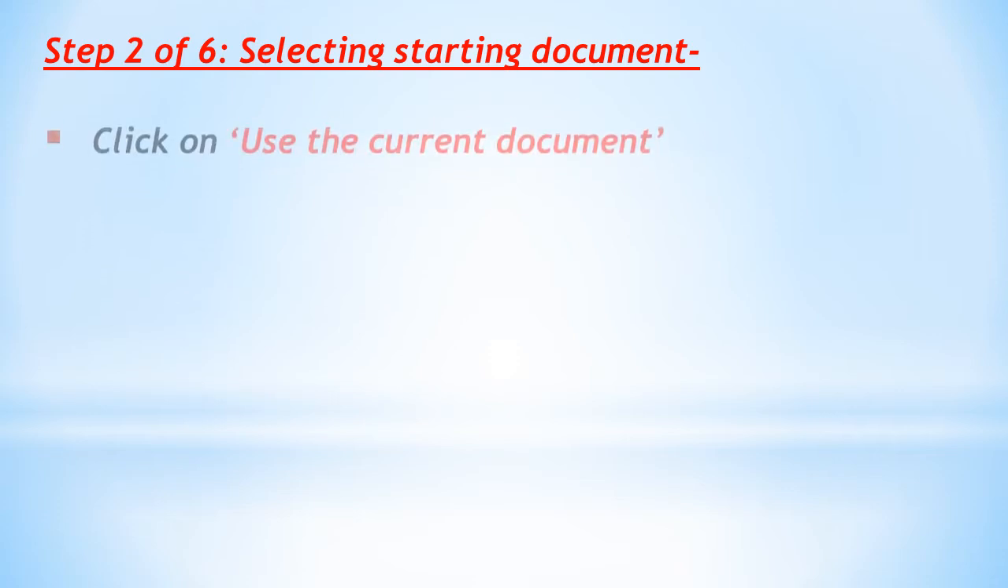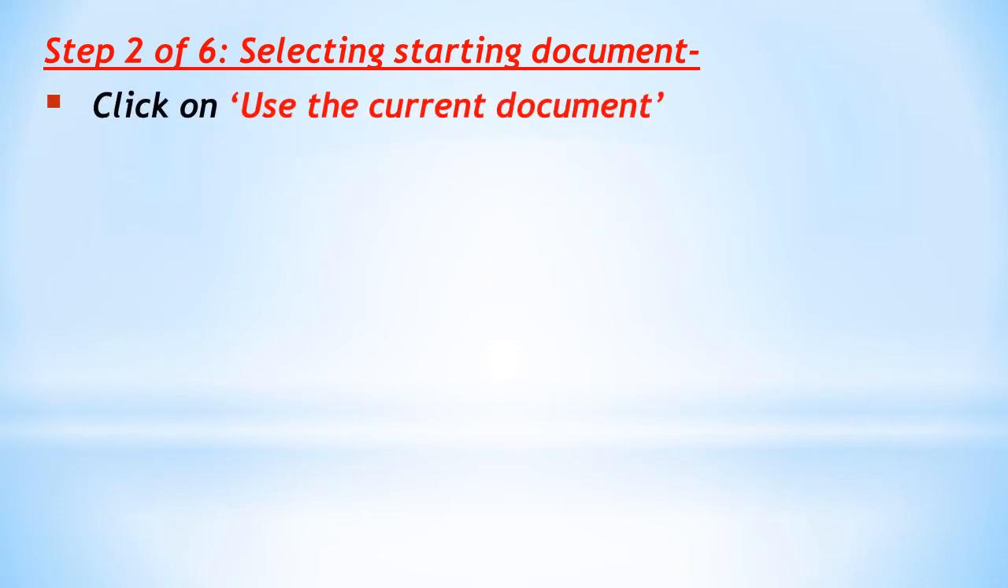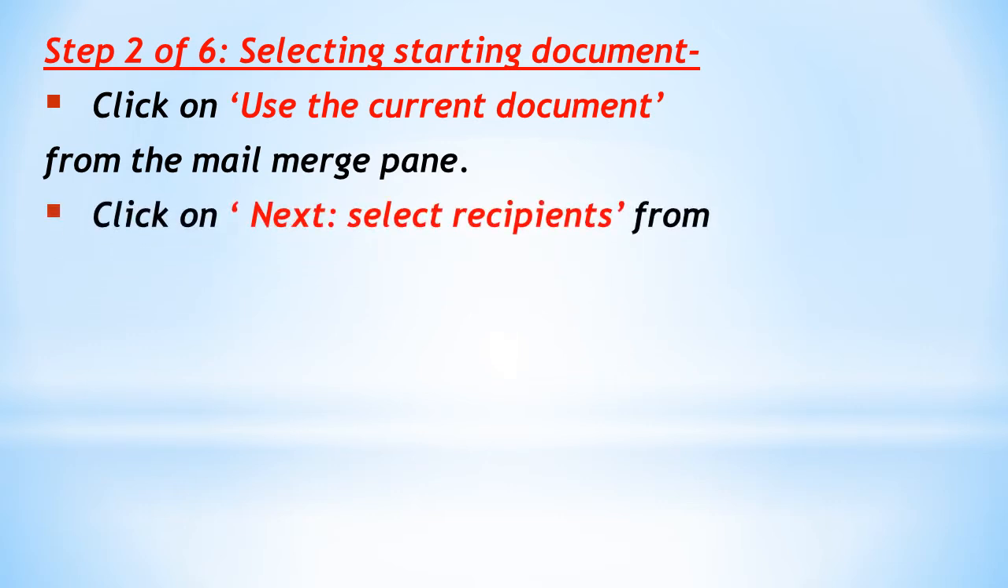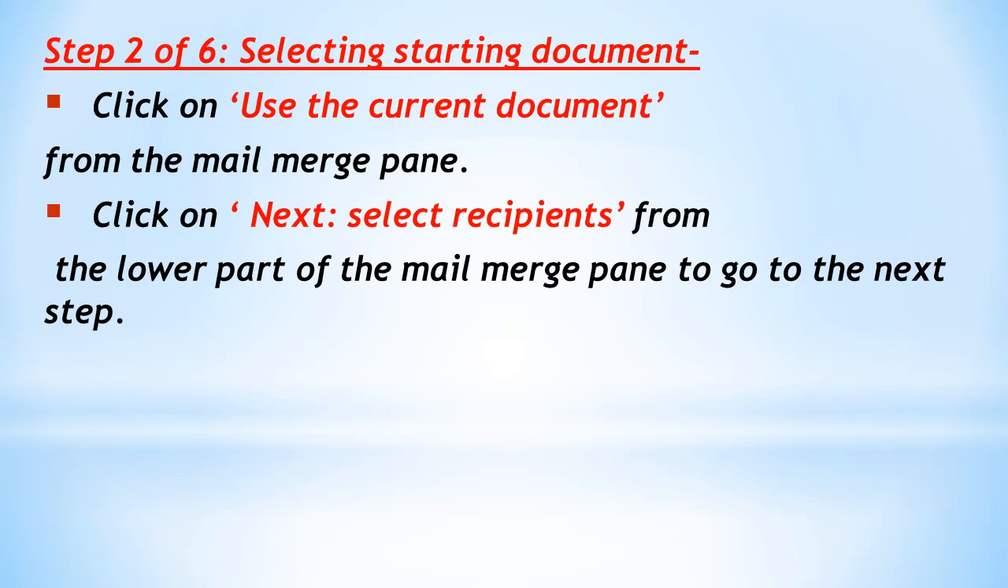Now is step number 2. What is the name of that step? Selecting starting document. First, you need to click on use the current document from the mail merge pane. Next, you need to click on Next: Select recipients from the lower part of the mail merge pane to go to the next step.